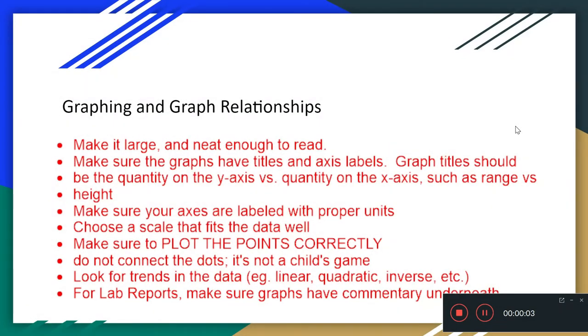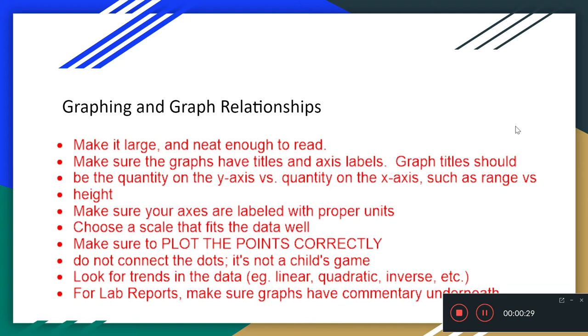In this video I want to talk about graphing and graph relationships, specifically creating professional looking graphs for class or for a lab report. So the first thing that you want to do is make the graph big and neat enough to read. If you're working on a computer, it's easy enough to enlarge the size of it, and it should be neat if you're working on the computer.